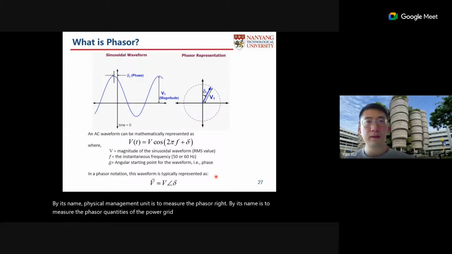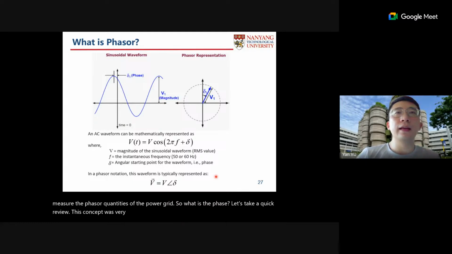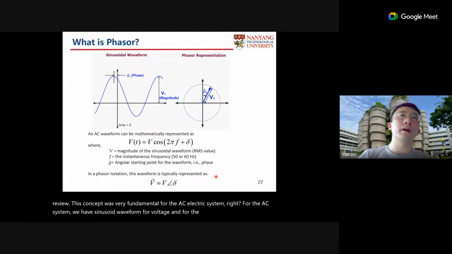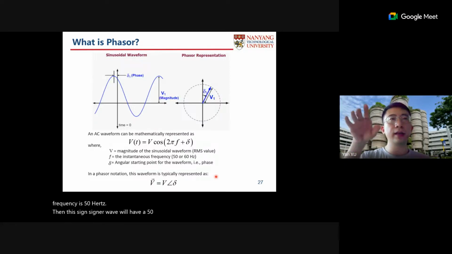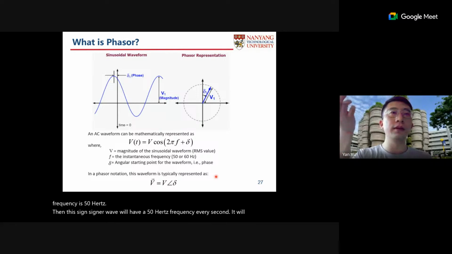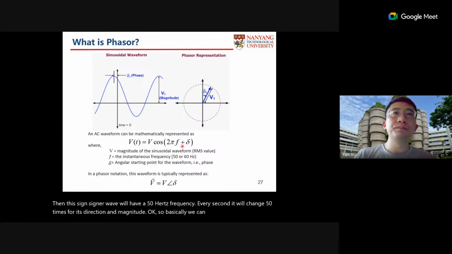So what is the phasor? Let's take a quick review. This concept is very fundamental for the AC electric system. For the AC system, we have sinusoid waveforms for voltage and current. If our power grid frequency is 50 hertz, then this sine wave will have a 50 hertz frequency. Every second, it will change its direction and magnitude 50 times. So basically, we can use this cosine item to denote the AC form.